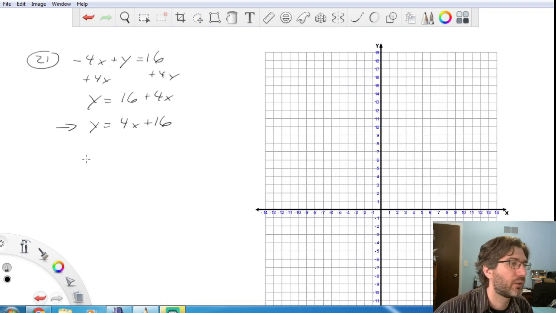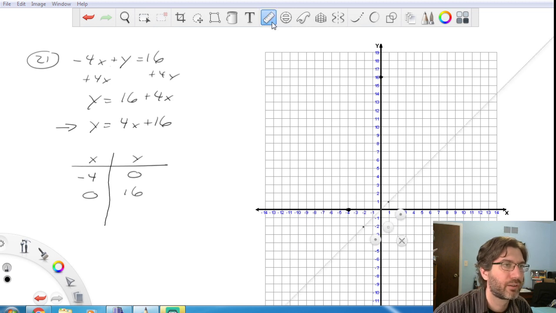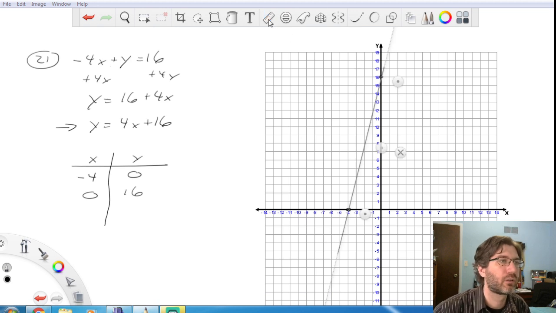Again, we're going to pick x and y values. Let's pick negative 4, because negative 4 times 4 gives you negative 16, and that will give you 0. So negative 4 and 0 is right there. And let's pick 0, because 0 times 4 is 0, and 0 plus 16 gives you 16. So 0 and 16 up there. And you only need the 2 points to get a line. So there's your line.